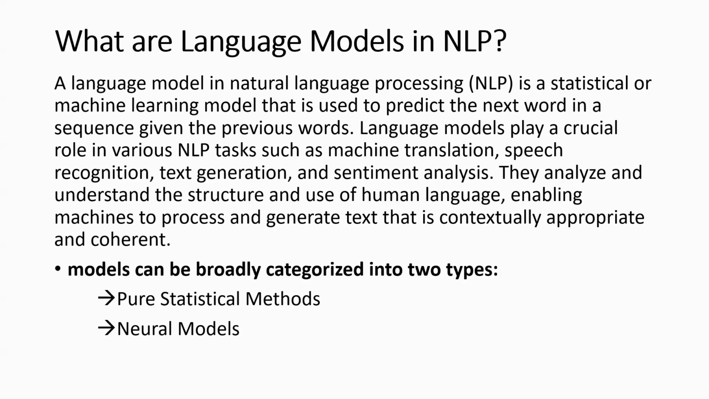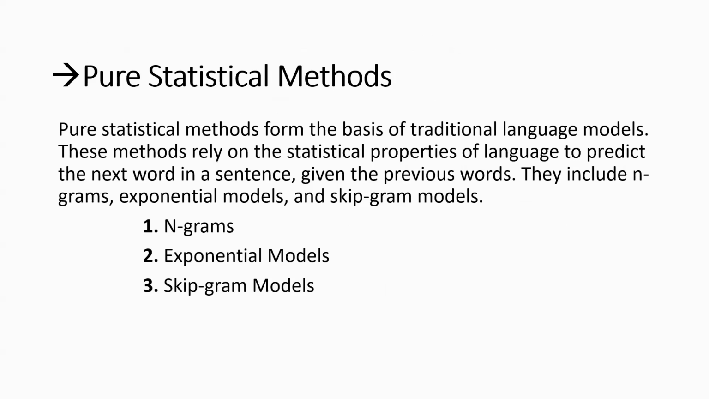Here we discuss how language models can be broadly categorized into two types: pure statistical models and neural models. Pure statistical models are the basis of traditional language models. These methods rely on the statistical properties of language to predict the next word in a sentence, given the previous words. That includes n-grams, exponential models, and skip-gram models.